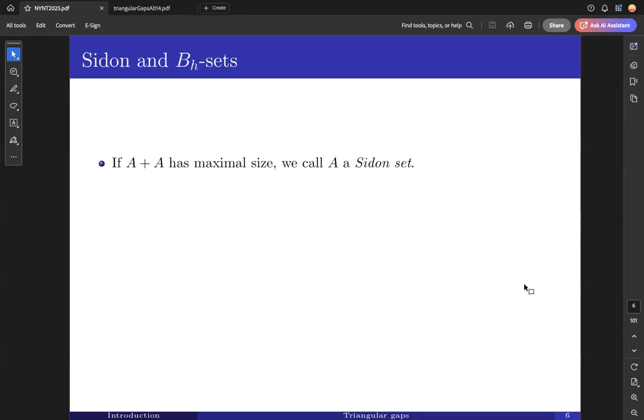So final piece of notation, if a sum set has maximal size, I'll call it a Sidon set. And more generally, if a set A has k elements and its h-fold sum set has maximum size, I'll call it a B_h set. So B_2 sets are Sidon sets, and so essentially what's happening is if A plus A plus A plus A is growing maximally, if I don't have overlaps, then I'm going to call it a B_h set.